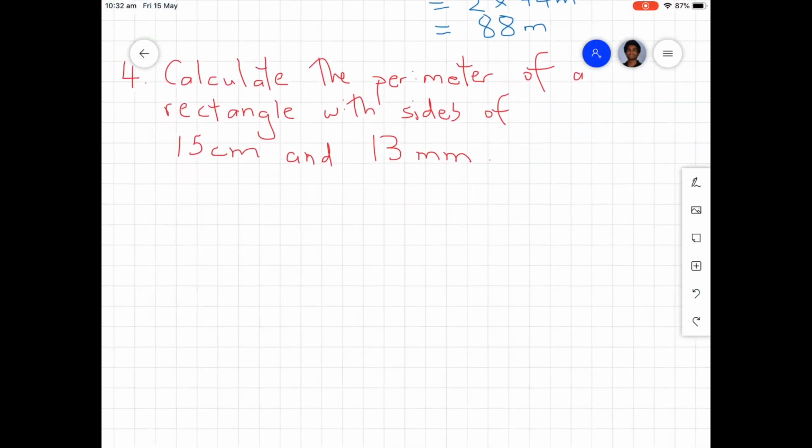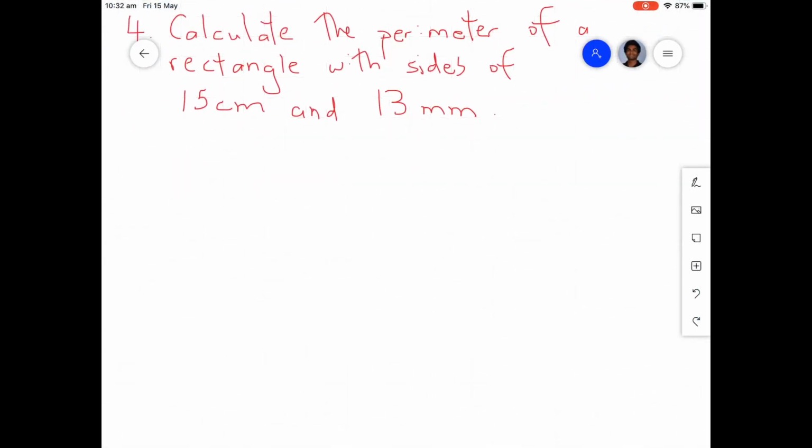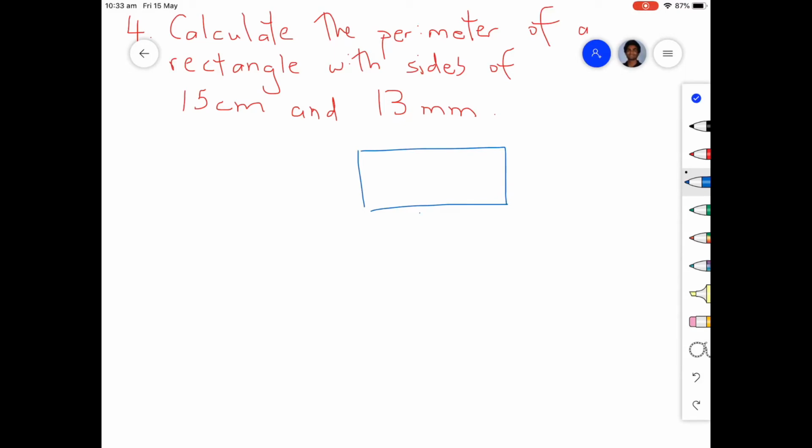Okay, looking at question 4. So we need to calculate the perimeter of a rectangle with sides of 15 centimeters and 13 millimeters. Now the first thing to do when you come across a worded question like this is to draw a diagram. So it's a rectangle, and we know the length is 15 centimeters, while the width is 13 millimeters. And once again, we'll notice that the units are not the same. We have centimeters and millimeters. So we need to convert them both into the same units.